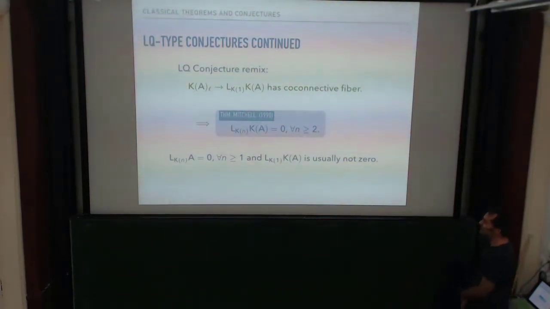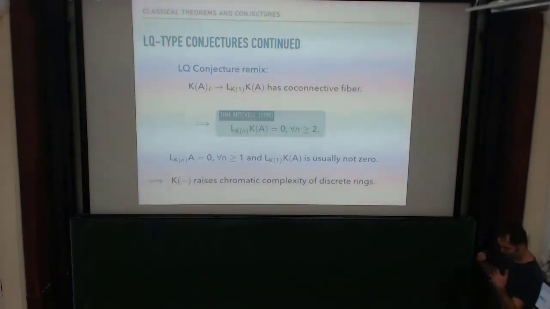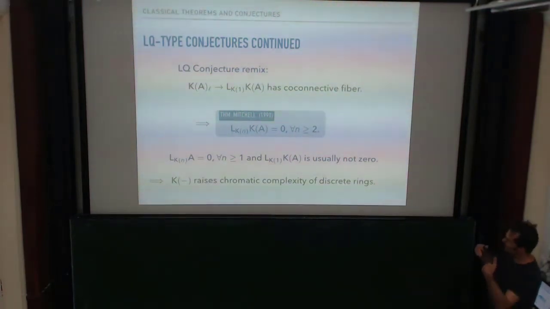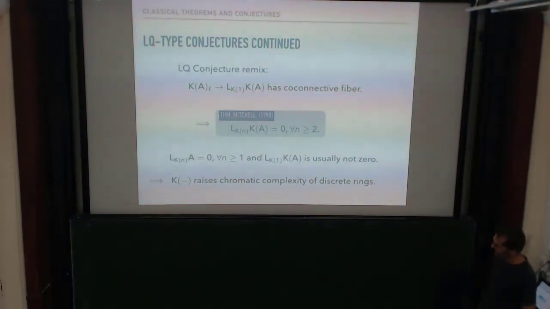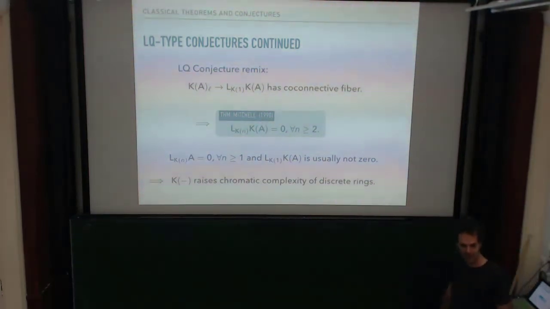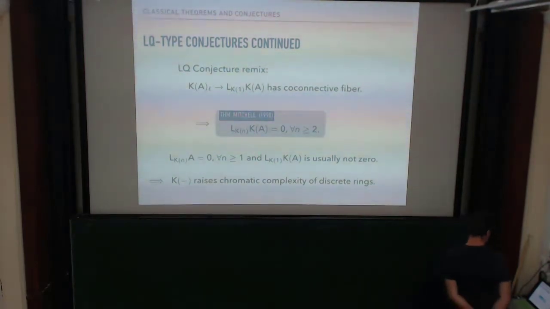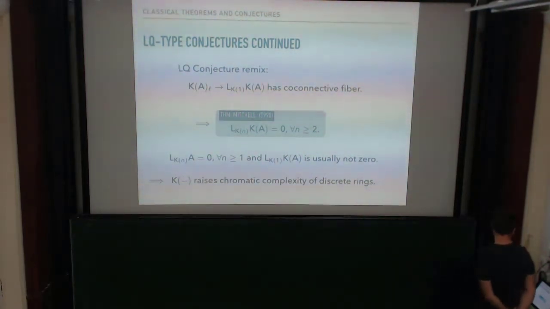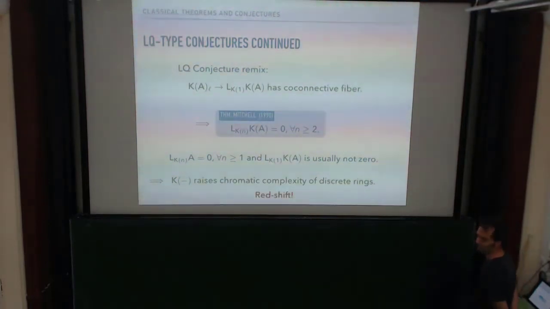So what you're seeing is some sort of shift. Something that's chromatically concentrated in height 0 goes to something that's chromatically concentrated in height 0 and 1. This is this redshift phenomenon we're trying to understand. Redshift.